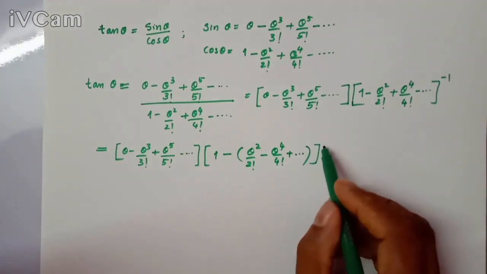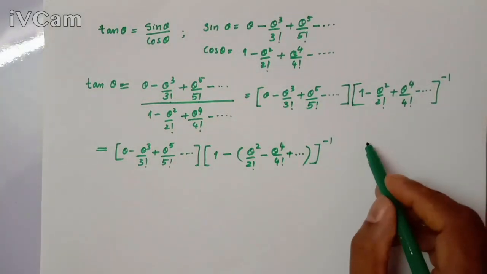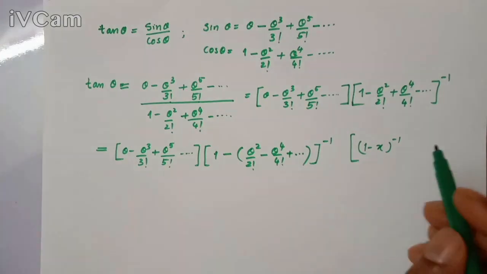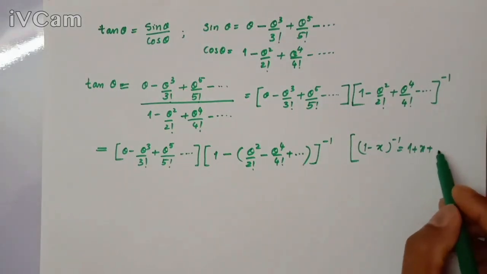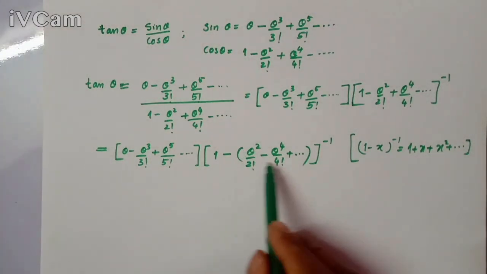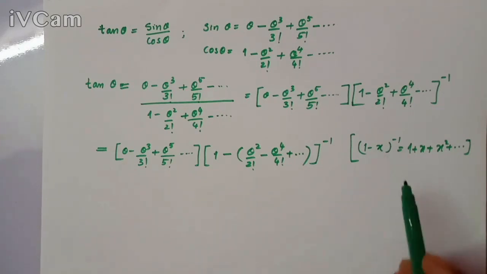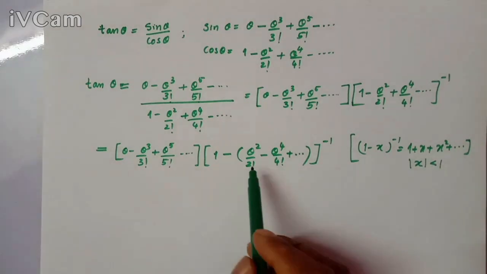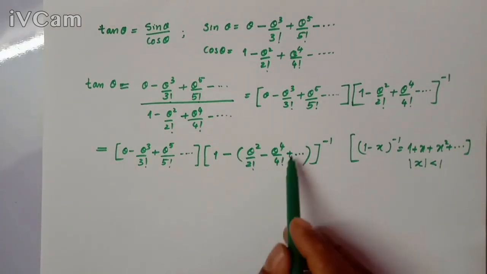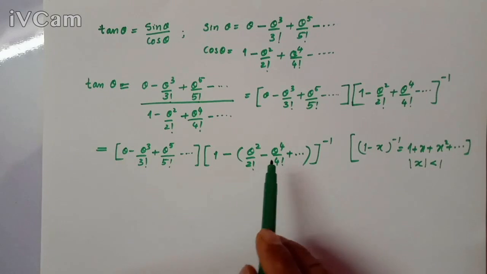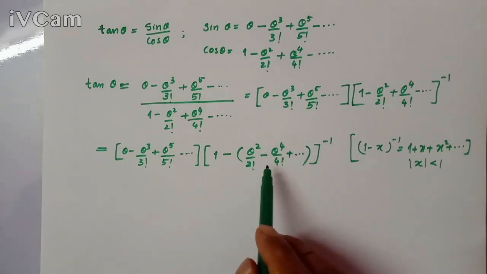Raised to minus 1. But we know that there is an expansion: 1 minus x whole raised to minus 1 is equal to 1 plus x plus x square plus so on. So we have to compare this term with 1 minus x whole raised to minus 1. Here this expansion is valid only when mod x is less than 1. So we need to check that the modulus of this quantity is less than 1. I left it as an exercise, so you must verify that the modulus of this is less than 1.